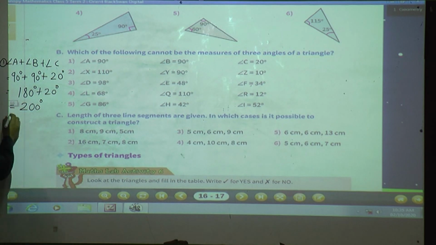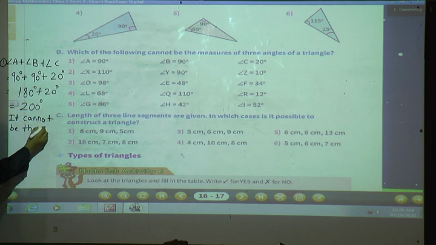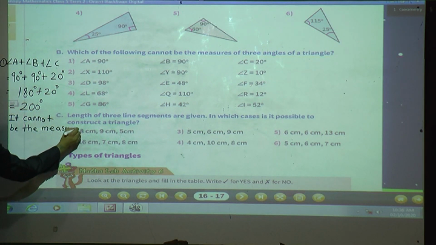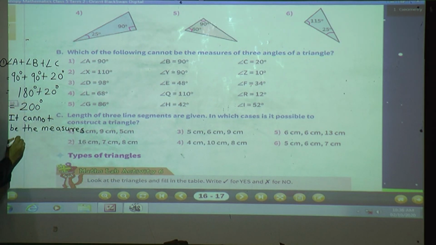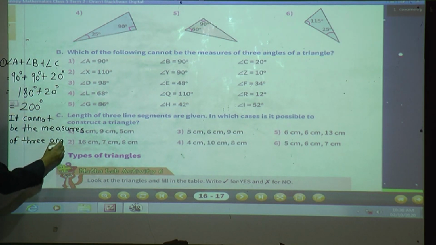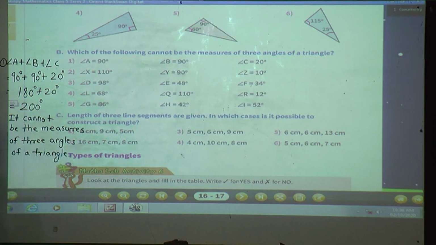So right here, it cannot be the measures of three angles of a triangle. So in this way we have to solve next one.